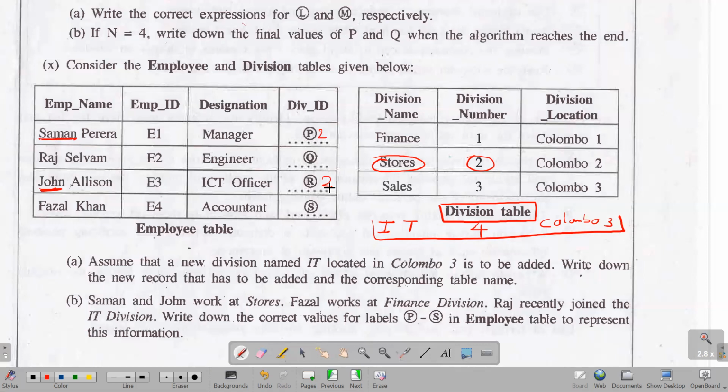All right, and the other one is Fasal works at finance division. So finance has the division number 1. And Raj has come up with the IT division. So that means 4, right? No one's for the sales. Right, so P is 2, Q is 4, R is 2, and S is 1.